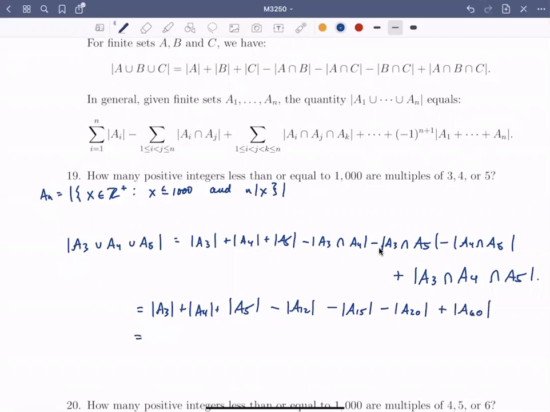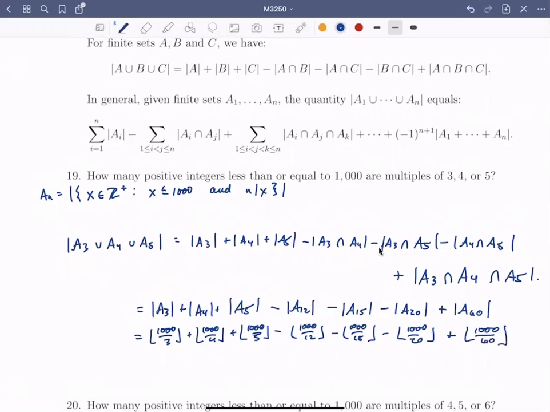Okay, and so we can add all these up. This is going to be the floor of 1,000 over 3 plus the floor of 1,000 over 4 plus the floor of 1,000 over 5 minus the floor of 1,000 over 12, minus the floor of 1,000 over 15, minus the floor of 1,000 over 20, plus the floor of 1,000 over 60. Okay, and so you could add all these up. I'll leave that to you to figure out exactly what you get, but that's how inclusion-exclusion works.